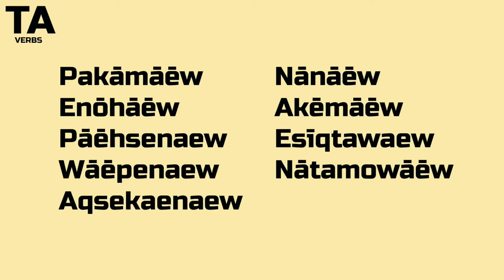Going down the list now: inohau, passanau, wapanau, oxicanau, nanau, okemau, isitoau, natamoau. So that's how to pronounce those words, and just keep in mind that each of those means he or she does that action onto him or her.